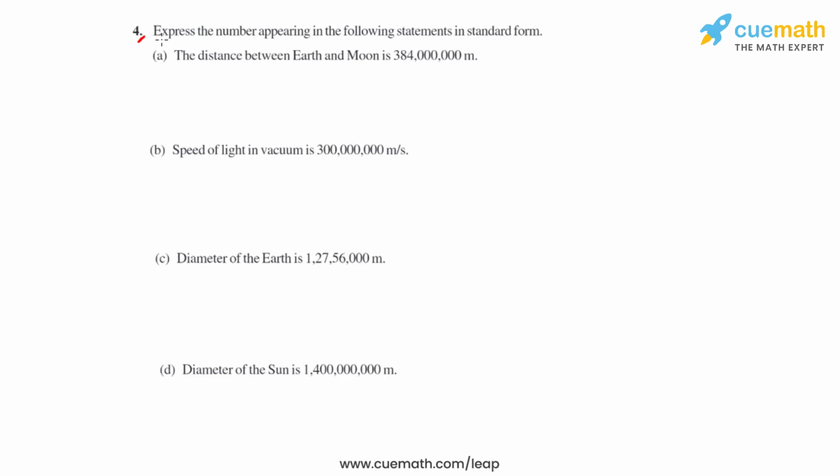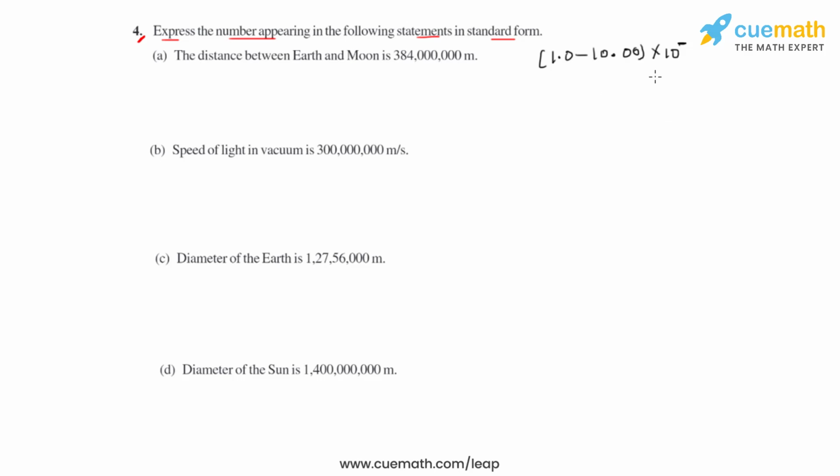Question number 4 says that express the numbers appearing in the following statements in the standard form. A number when expressed in standard form is a product of a number that lies between 1.0 to 10.0 including 1.0 and a power of 10. The power of 10 can be anything depending upon the position of the decimal. Now to get a number into the standard form, we will have to shift the position of the decimal.